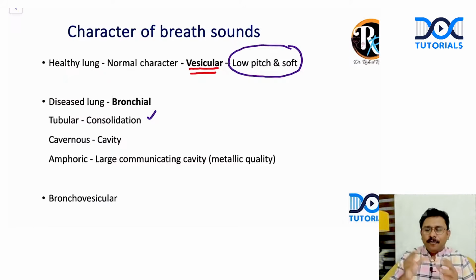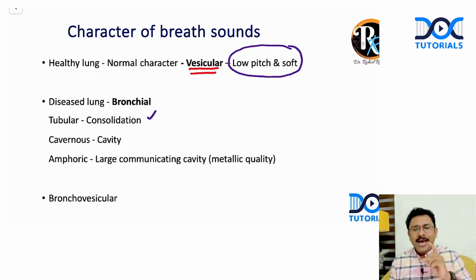So basically, amphoric is slightly unique in that it has got a slight metallic quality. That is the important point that you should be knowing about amphoric breathing.